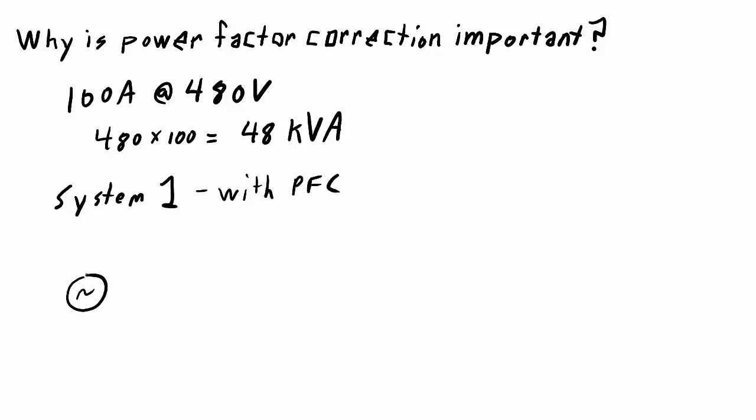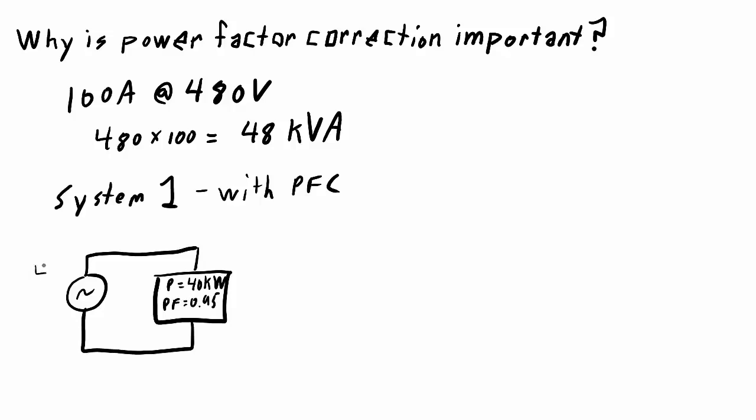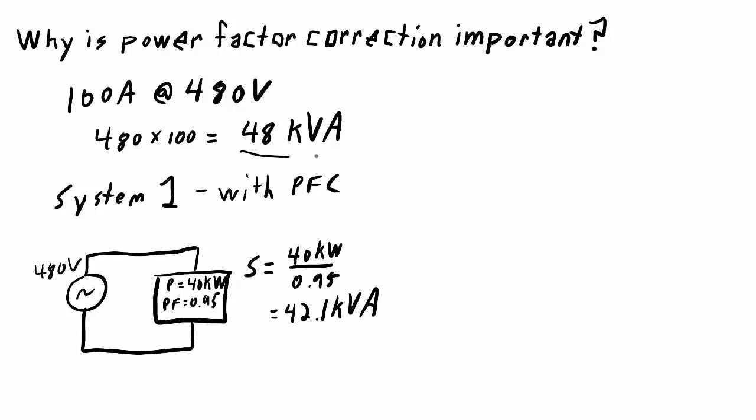So in system 1, power factor correction is applied. System 1 has a 480 volt source, and in this system the power is 40 kilowatts and the power factor is 0.95. This is telling me that the apparent power being delivered to the system is 40 kilowatts divided by 0.95, which equals 42.1 kVA. So in this system, the apparent power is less than what is rated for, so this system's going to work.